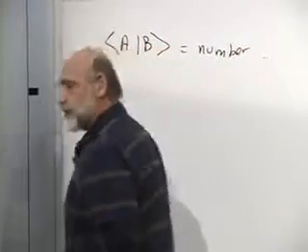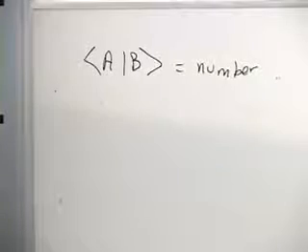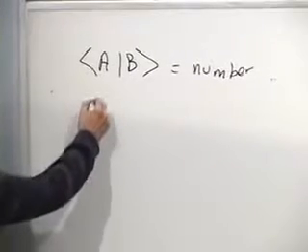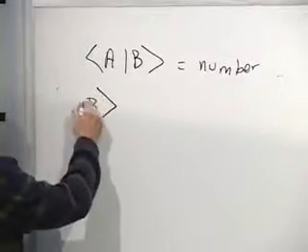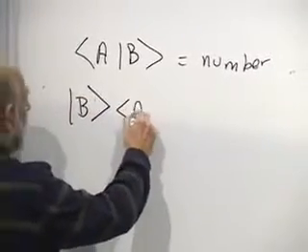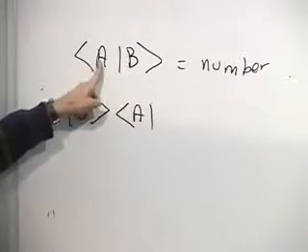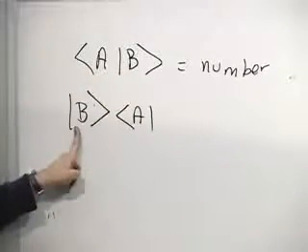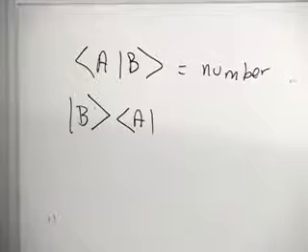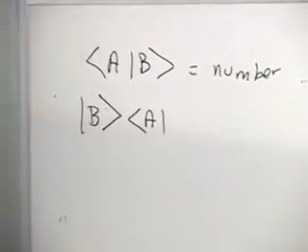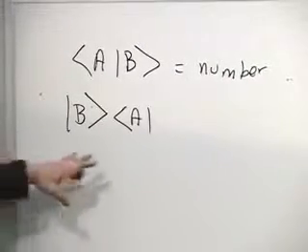And the inner product of two vectors is a number. There's another concept, which is the outer product of two vectors, and it's written this way, BA. This is the outer product of the ket vector B with the bra vector A. What does this mean? This is no longer a number. This object is an operator.